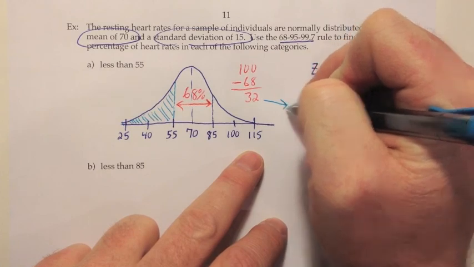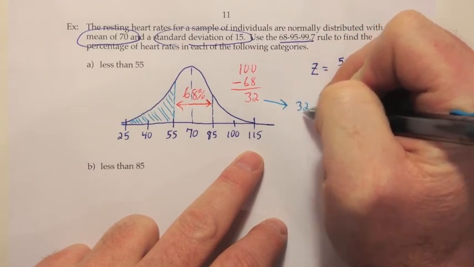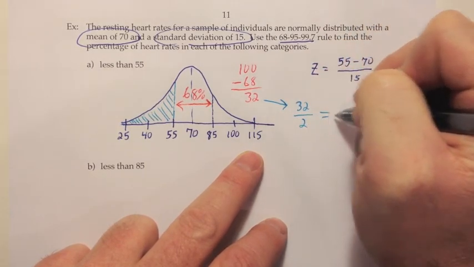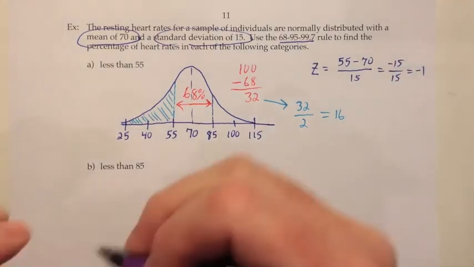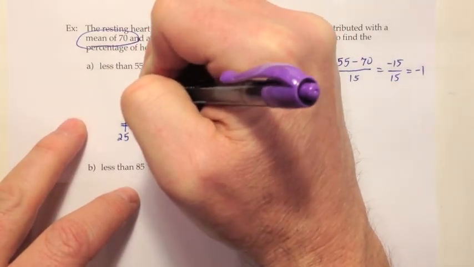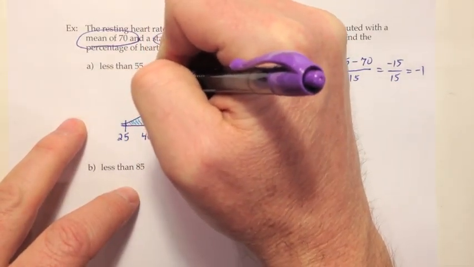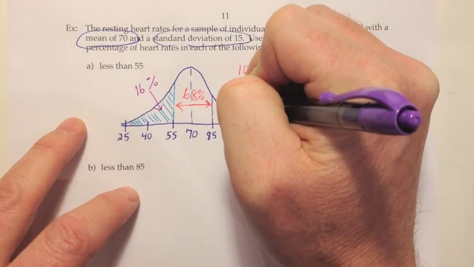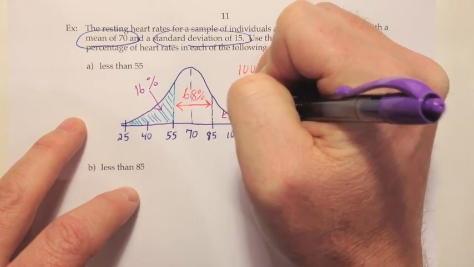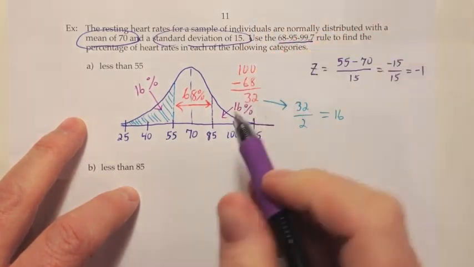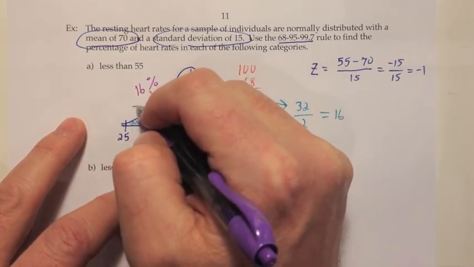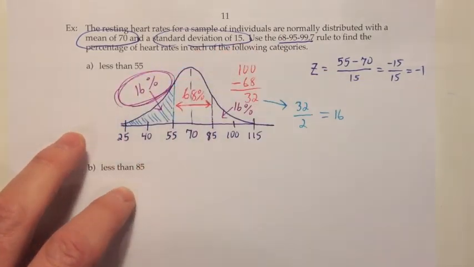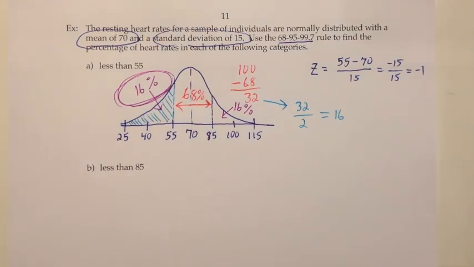So my next calculation would be to take that 32, cut that in half, and that would be 16, and that should be the percent on each side. So I think that right here, I would have 16%. And on the other side, right here, I would also have 16%. But the only part I want is this part I've shaded in blue, and that would be 16% according to the empirical rule.